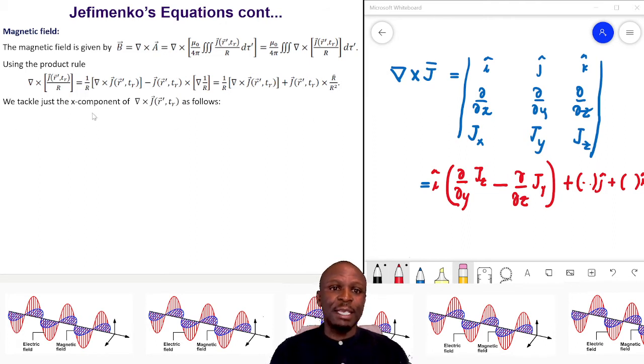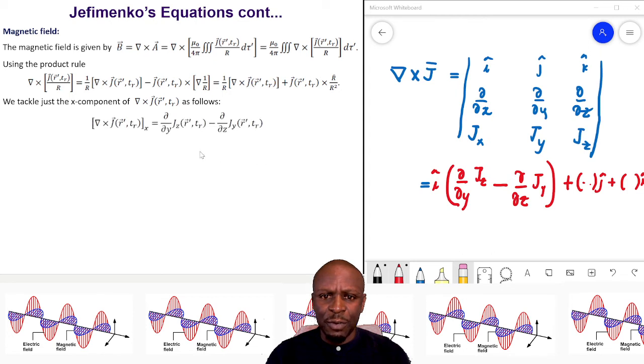Now, if we tackle the x component only, because now you see, I want to take the curl of this, and then I only take the x component. If you do this, this is what you are going to have for the x component.